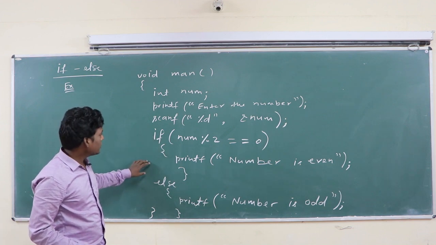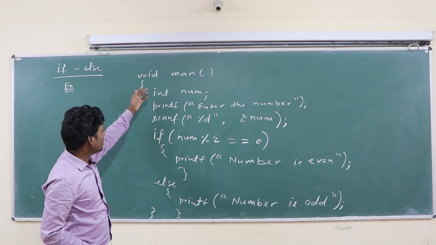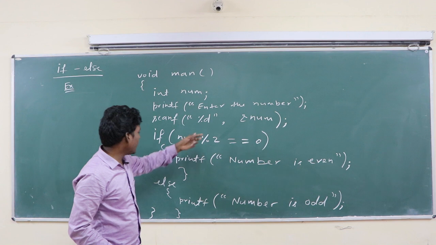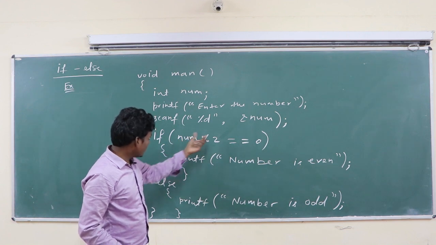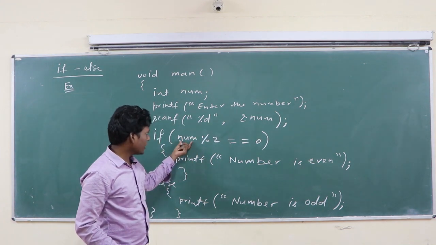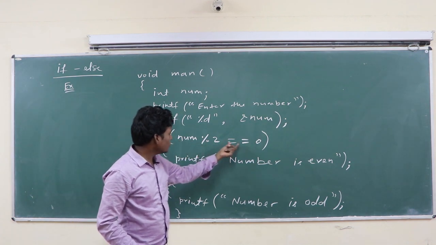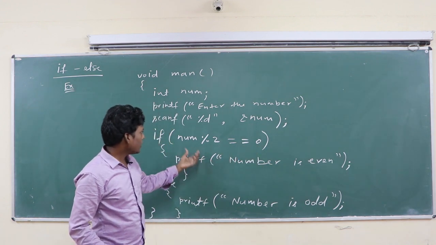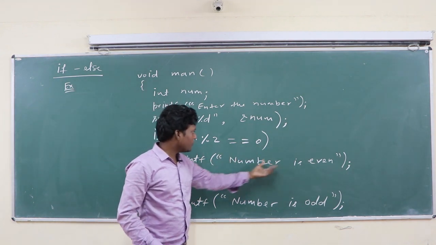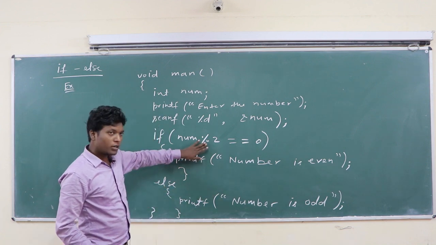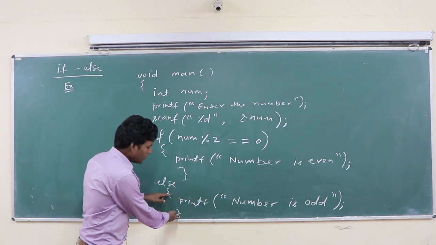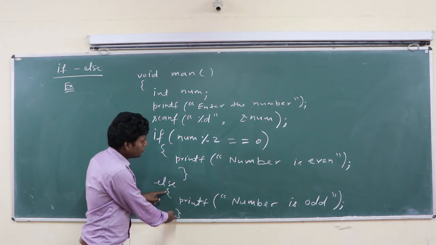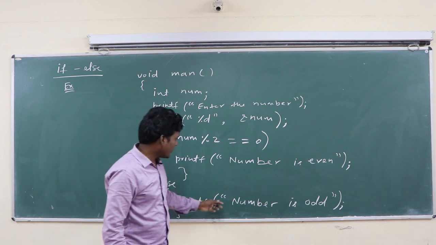This is a simple example. Here the number is inputted, and that number is checked whether it is odd or even. If num modulus 2 equals 0, it means the number is even. printf, number is even. If this is not true, then this section of code will execute. If the condition fails, then this section of code will execute. So in that case, printf prints the number is odd.